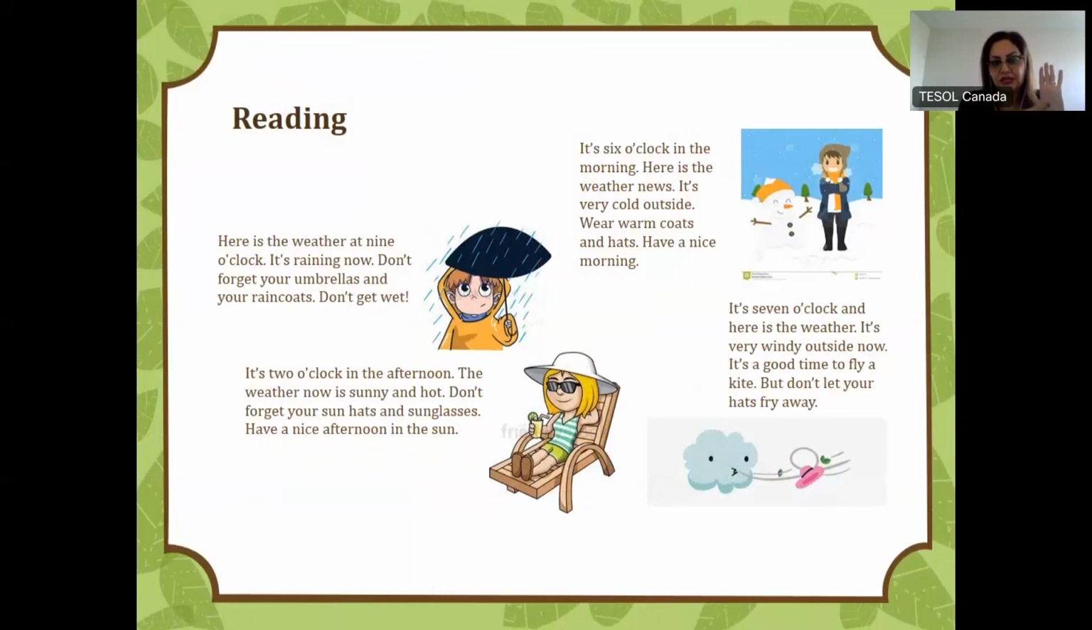Okay, this is about yesterday. Yesterday was raining and I had my umbrella. This is me with my umbrella. It's good to give them kind of homework that they use their creativity.